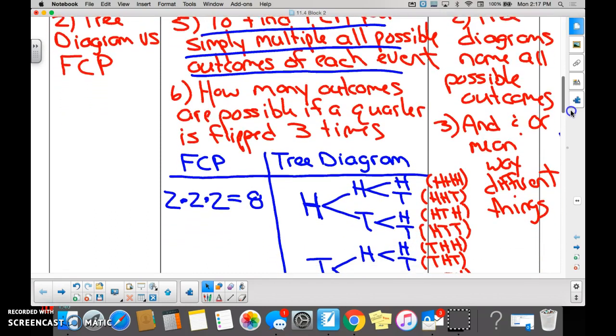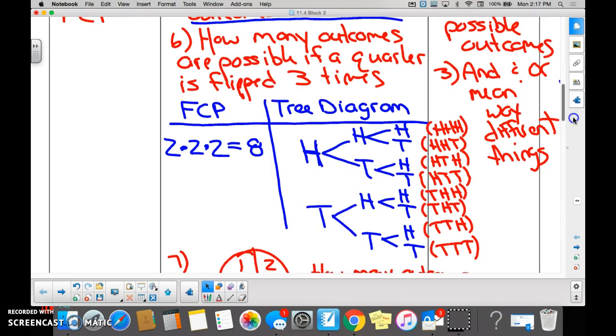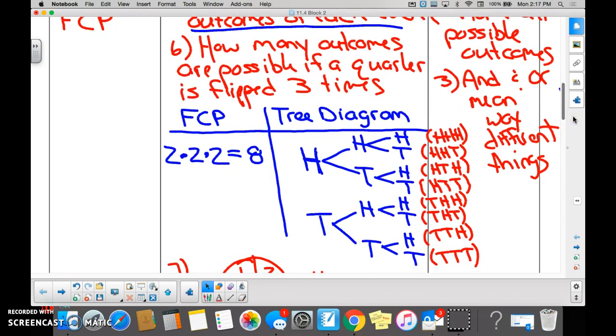Number 6. How many outcomes are possible if a quarter is flipped 3 times? Well, if you flip a quarter 3 times, on the first flip, how many outcomes are there? 2. On the second flip, how many outcomes are there? 2. On the third flip, how many outcomes are there? 2. So what is 2 times 2 times 2? 8. Okay, so if I asked you to prove it, you would do this.